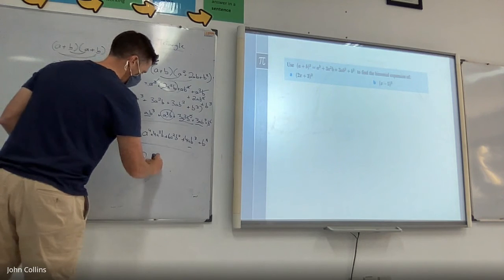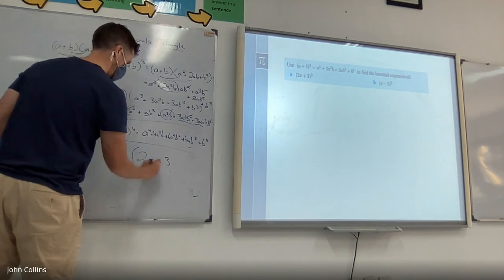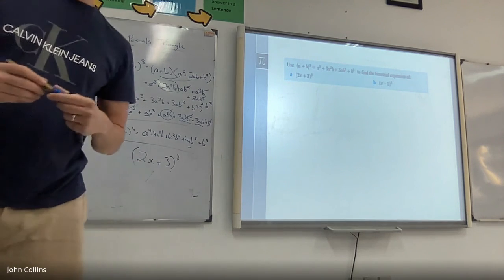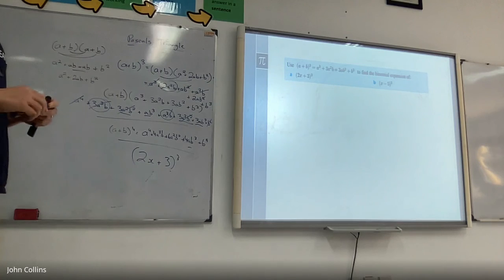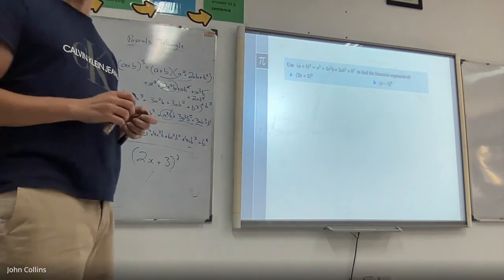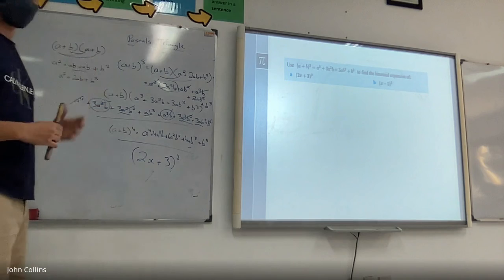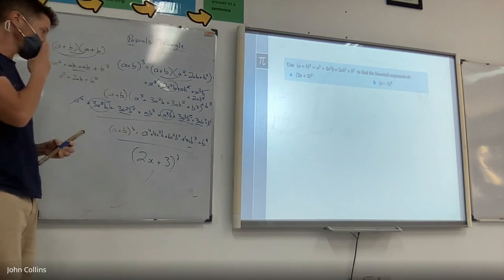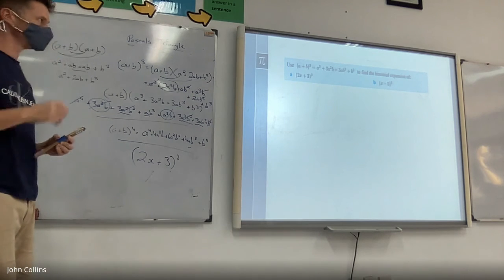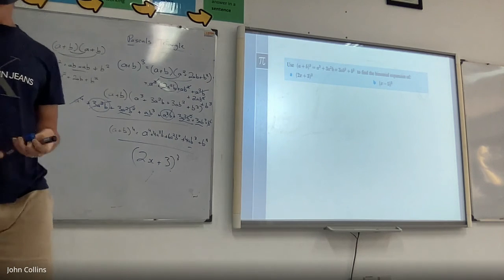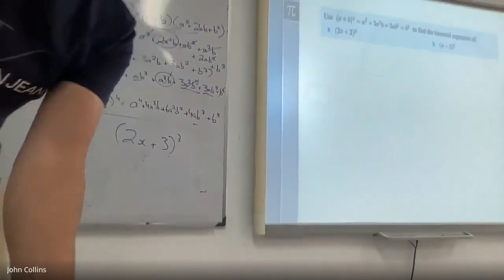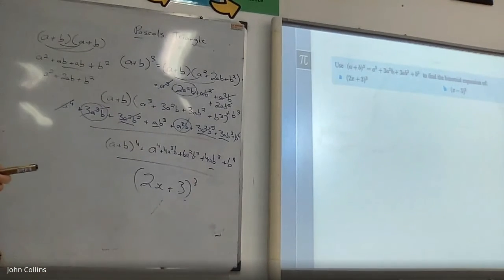Expand (2x + 3) cubed. But try and do it not using just multiplication. Try and do it using the pattern stuff we just formed. Anyone think they have it? Not quite.